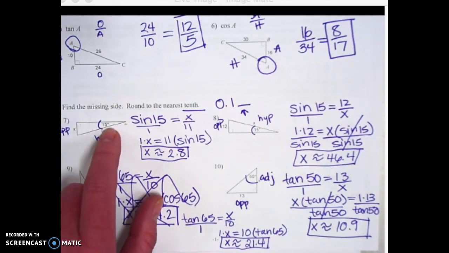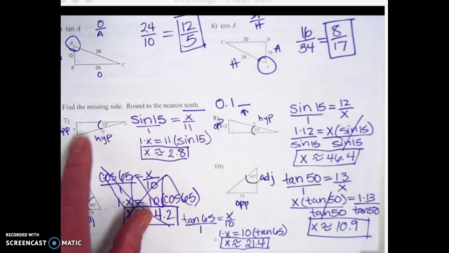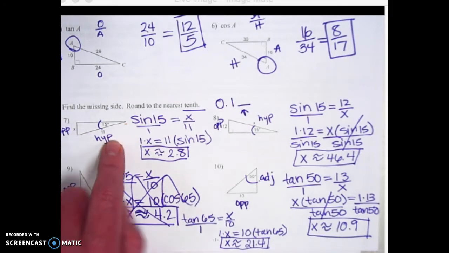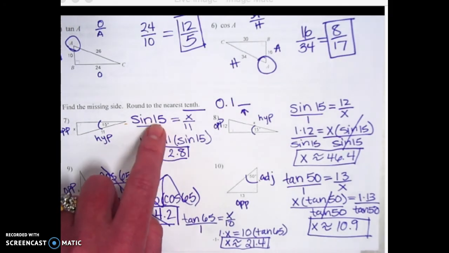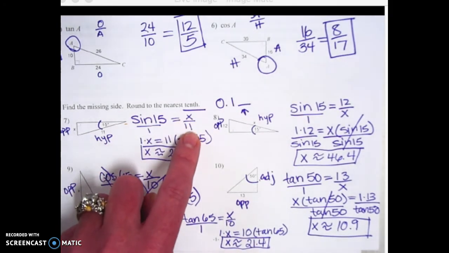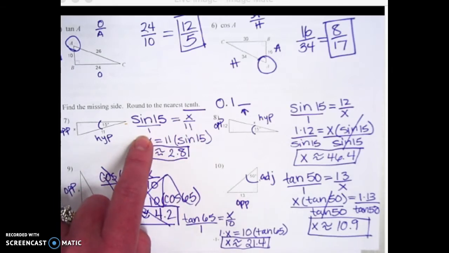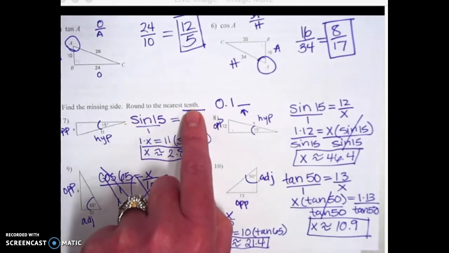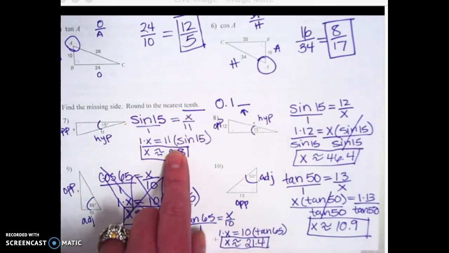So from the angle 15 degrees right here, they want you to solve this side, which is opposite, and you know the hypotenuse, so you should use the sine. So you say the sine of 15 is equal to x over 11. Make it into a proportion, do the cross product, and solve. They want your answers to the nearest 10th, so you should end up with 2.8.